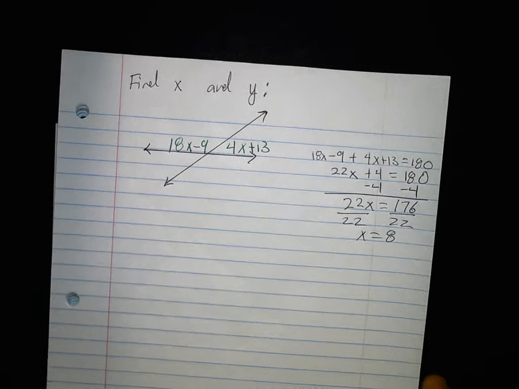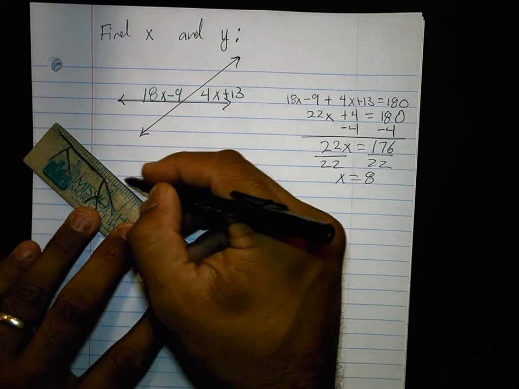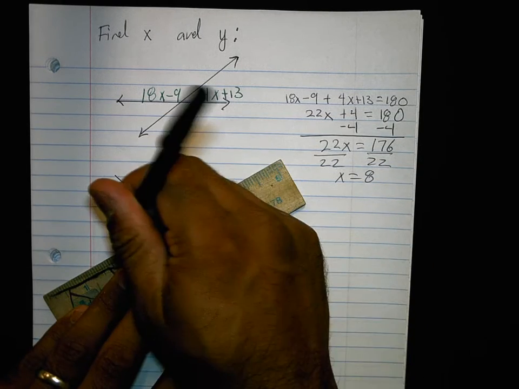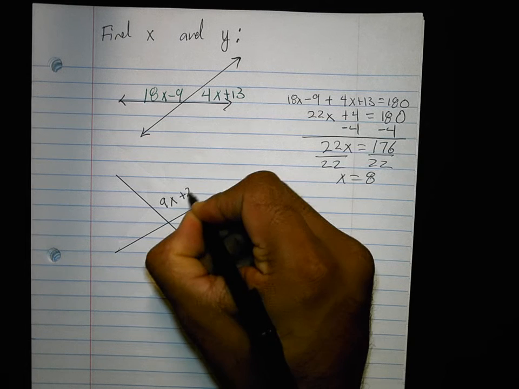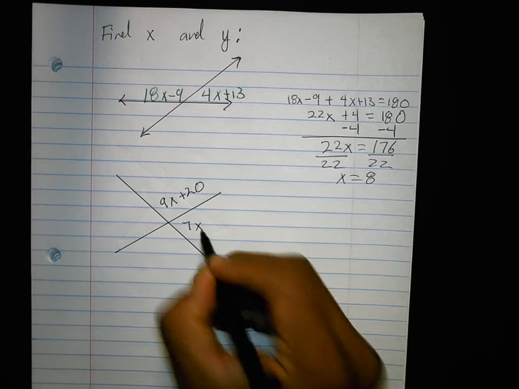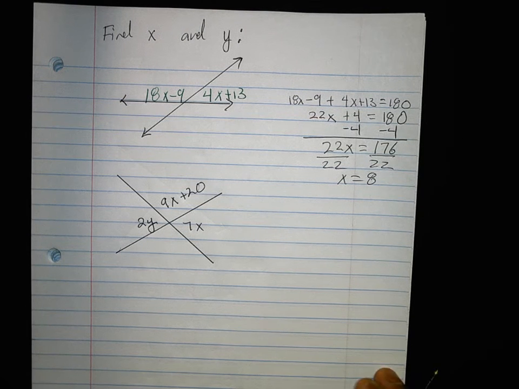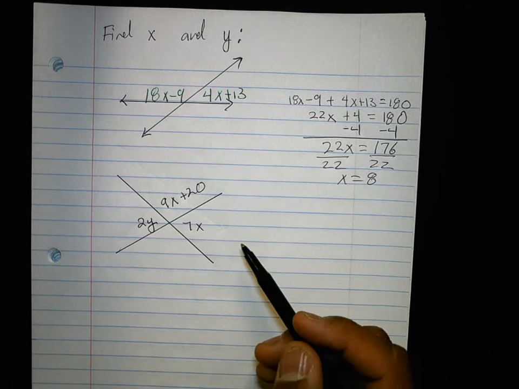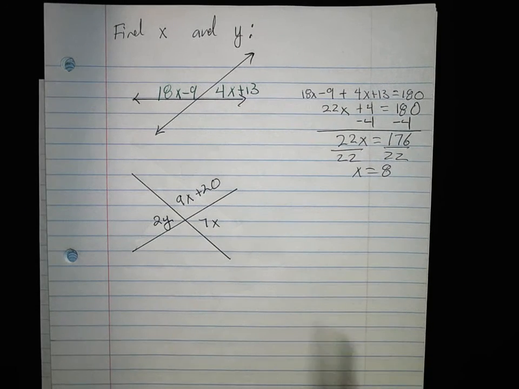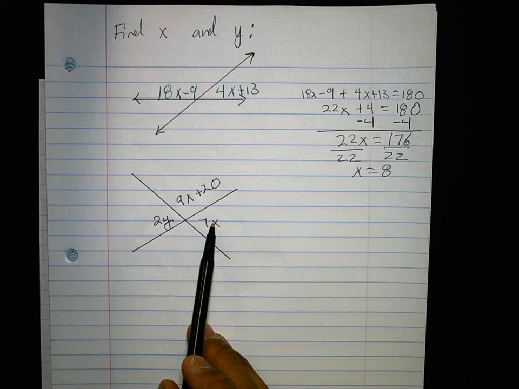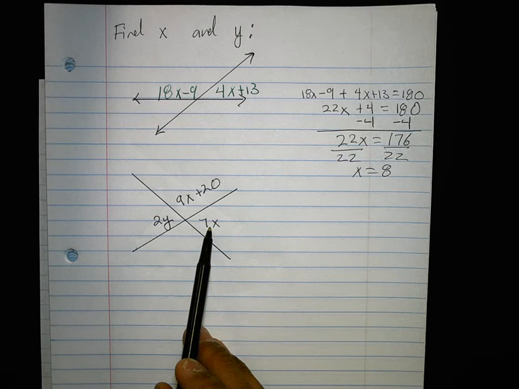All right, let's look at another example here. This one up here is 9x plus 20. This is 7x, and this is 2y. Now I've got to find the x and the y, so I have to see what's vertical and what's supplementary. Looking at these two, 2y and 7x are vertical angles, so they do equal each other, but the problem is I have different variables, so I don't want to set those up in an equation.